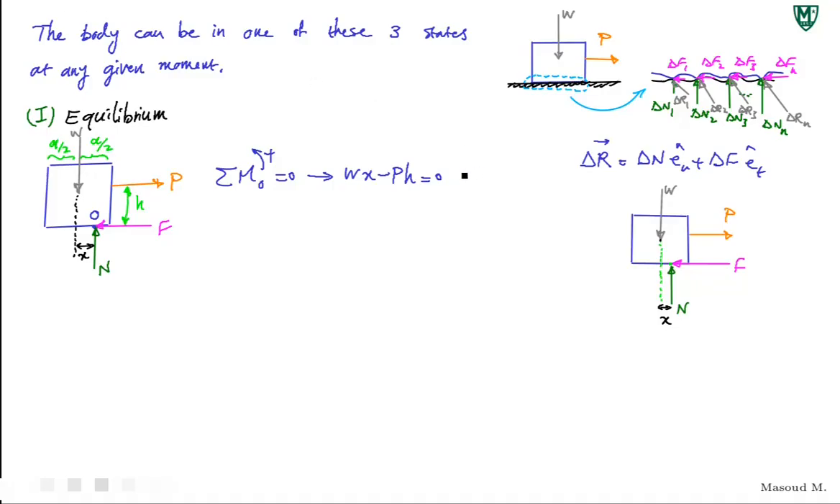From there you can find x. x is P h over W, right? So you can find x if you know P, h and W. Once you know x, you can also find other unknowns from the summation of forces in the x direction and in the y direction. Just remember, when you're in equilibrium, friction is an unknown force. We don't really have any expression for that. That's what I meant.